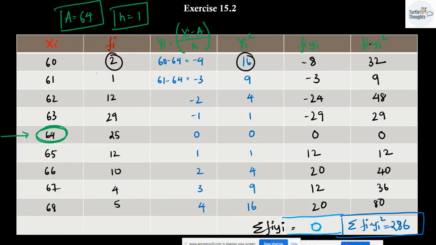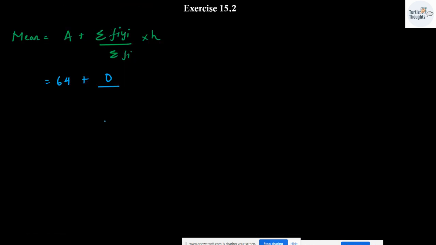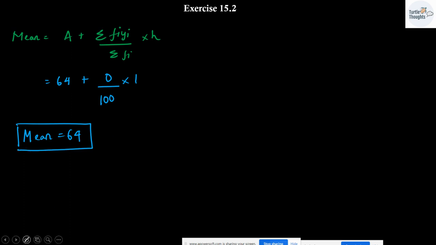When I add all this, whatever the value I'll be getting, that is your summation of fi. I will be getting the value as 100. Anything multiplied by 0 is 0. So you will be getting the value of mean as 64. The value of mean you have got. You need to find the value of variance and also the standard deviation.